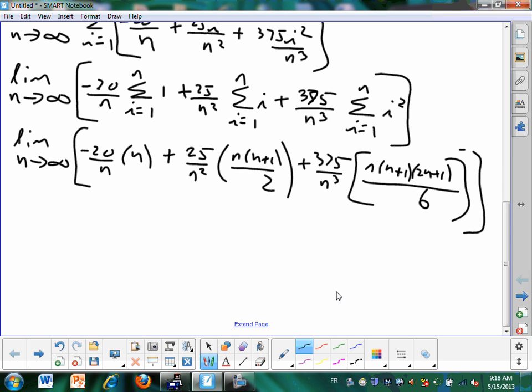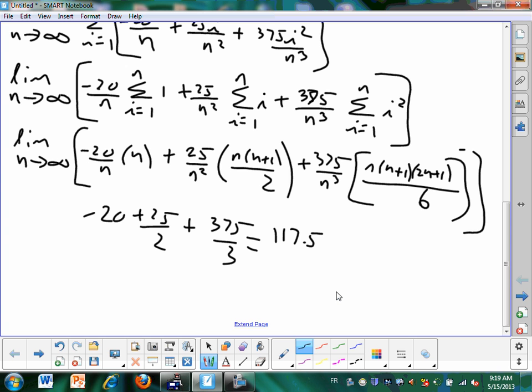I can use the shortcut in this case because a lot of teachers don't feel like we have to be punished by multiplying the top by the reciprocal 1 over the highest power on the bottom. We can avoid that. First case, I just got 20. Second case, 25 over 2. Third case, 375 over 3. And what do we get for an answer? What do we get? 117.5.